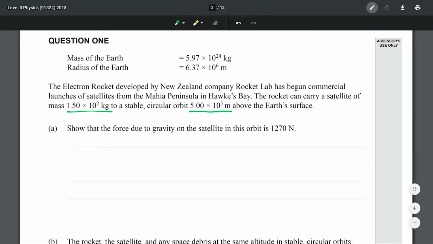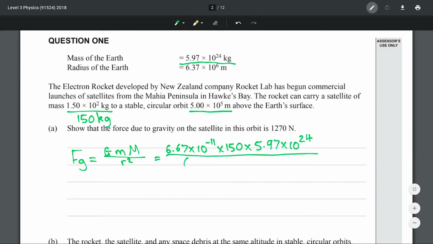Show that the force due to gravity on the satellite in this orbit is 1,270 newtons. On your formula sheet you'll find the equation of gravity to look like this, where we just need to plug in our numbers. And instead of 1.5 times 10 to the 2 here, I'm just going to write that as 150 kgs. I don't know why we'd have such a small power there. And our large M is of course the mass of the Earth.